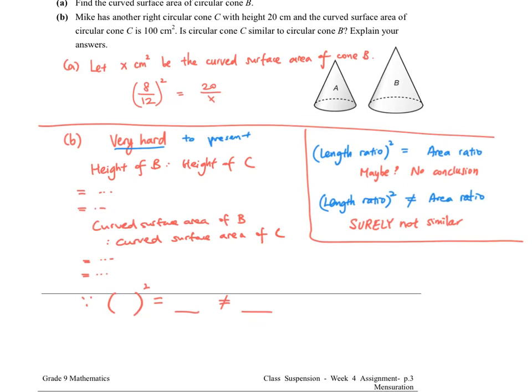And then you have to check whether this ratio, when you square it up, you calculate it, and then you see whether it is the same as this ratio. If they are not the same, then you can draw the conclusion that no, they are not similar. So for this part B, it is very hard to present, so try to follow my way when you do your assignment.